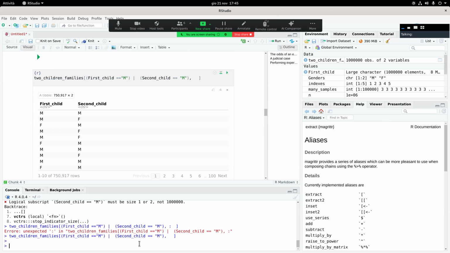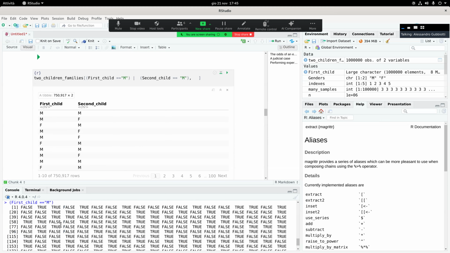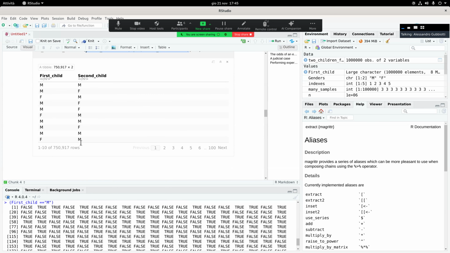It gives me simply a series of true or false, where if this condition is true, it gives me back a true. If the condition is false, it's false. So this will give me a vector of trues and falses, and I will keep only the rows which have a true. So I will keep only the rows with one male. There are this number of rows.